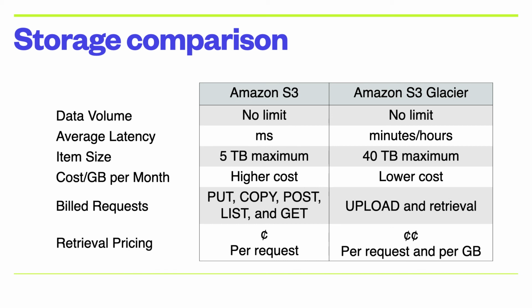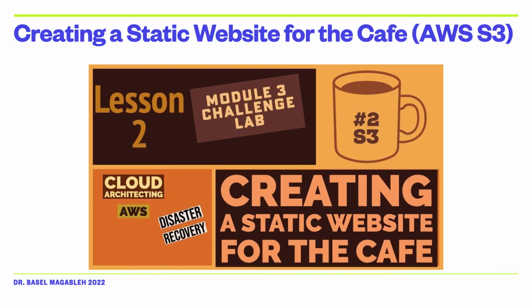The retrieval price, as you can notice here, is very cheap in Amazon S3, but it is something you need to consider with Amazon S3 Glacier because we saw that there are multiple retrieval options: the standard from 3 to 5 hours, the bulk from 5 to 12 hours, and the expedited from 1 to 5 minutes. Now let us look at how we can create a static website for a cafe in Amazon S3.